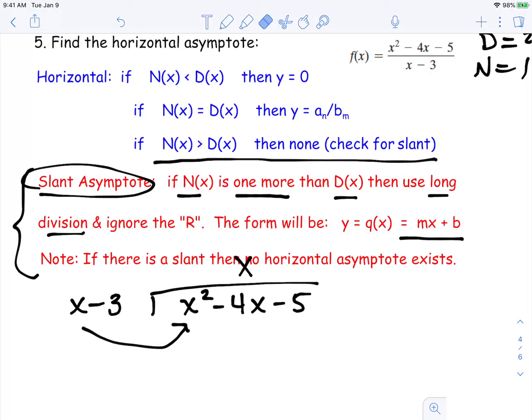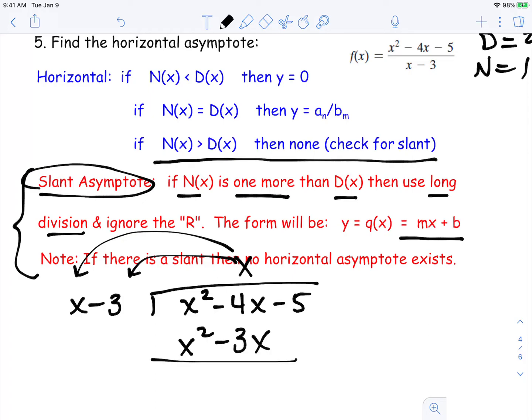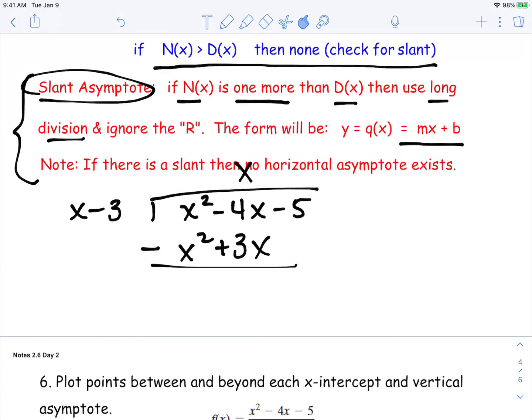X. If you remember, what happens is you're going to multiply that x to x in the front, and then x to negative 3, negative 3x. Put a line underneath it, and now we subtract, so we have to change those signs. All right, so now x squared minus x squared is 0. Negative 4x plus 3x is negative x. We bring down the next term and are ready to divide again. So x divided into negative x, or what is negative x divided by x? Negative 1.